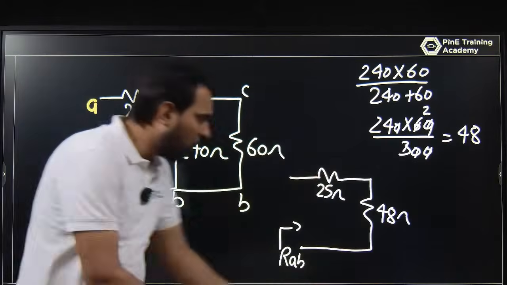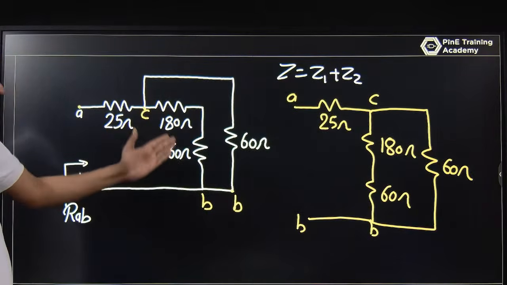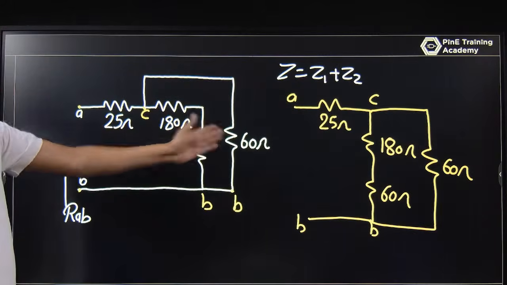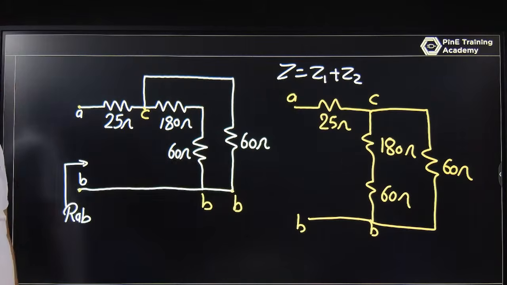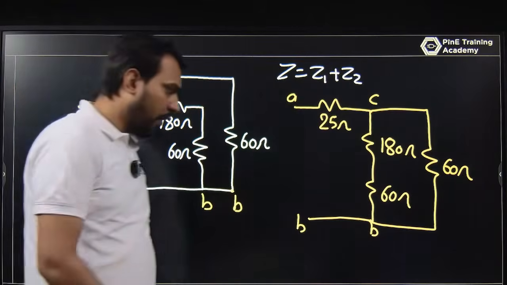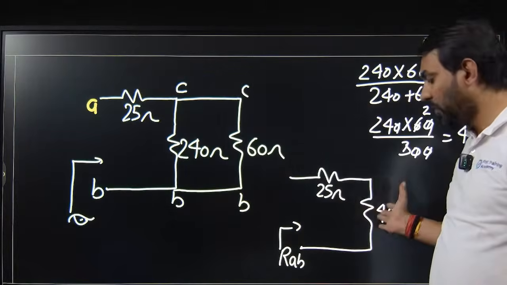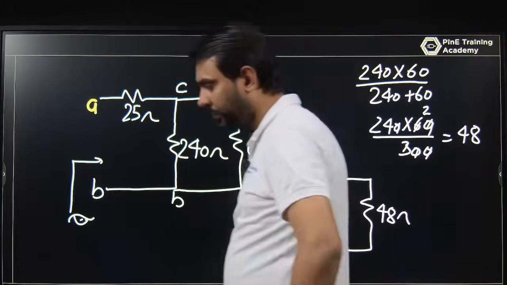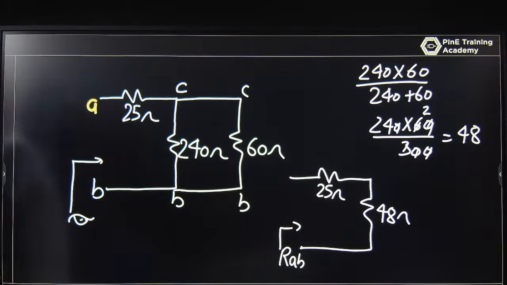So I am solving this question in this way, that C to B are in series, and 240 and 60 are in parallel. Just solve this and it becomes 25 ohm plus that value, and that is 48. And that is 25 plus 48, it's 73. Yes, this is the way you can do it.